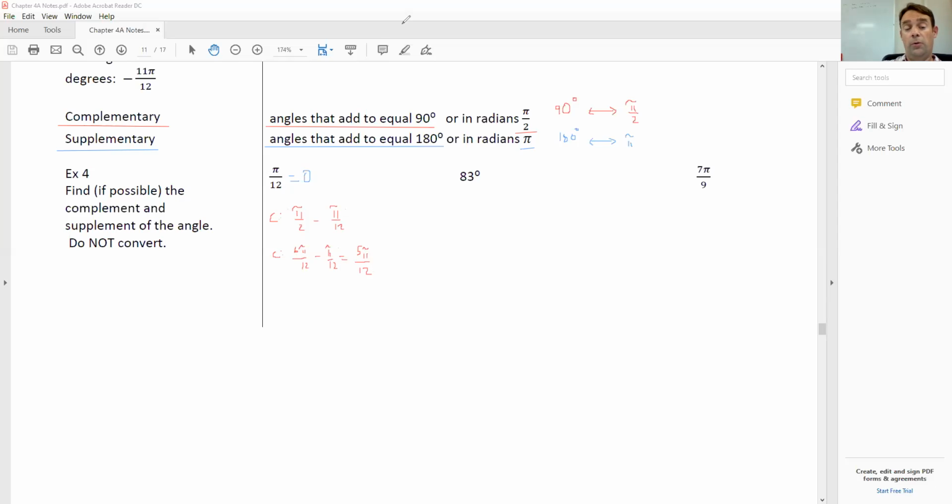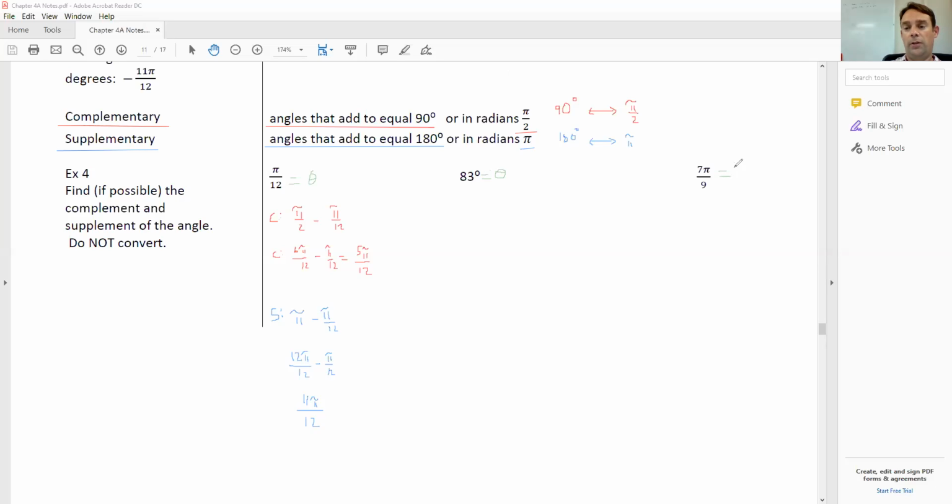If that was a negative value, then it wouldn't be a complement. Now we're going to figure out the supplementary angle. This time, supplementary angles add up to pi. So I'm going to subtract pi over 12 from pi. Pi is the same thing as 12 pi over 12, so 12 pi over 12 minus pi over 12 is 11 pi over 12. So 5 pi over 12 is the complement to pi over 12, and 11 pi over 12 is the supplement to pi over 12.